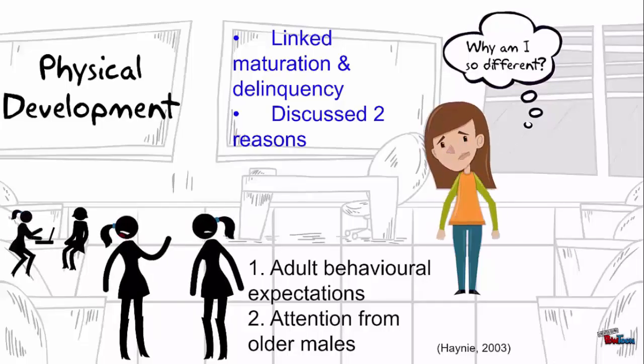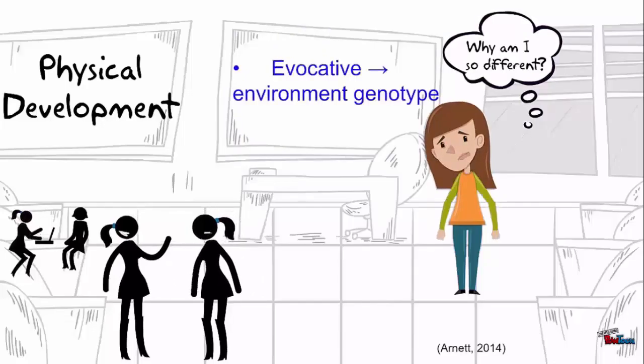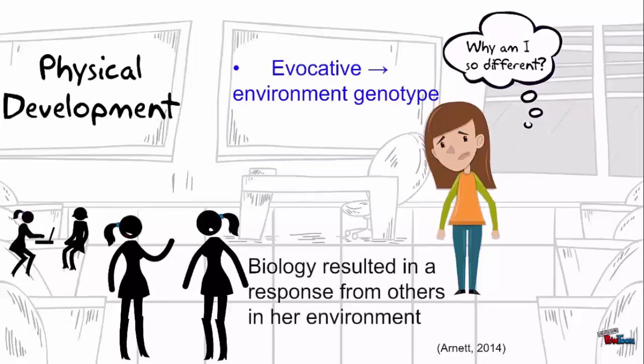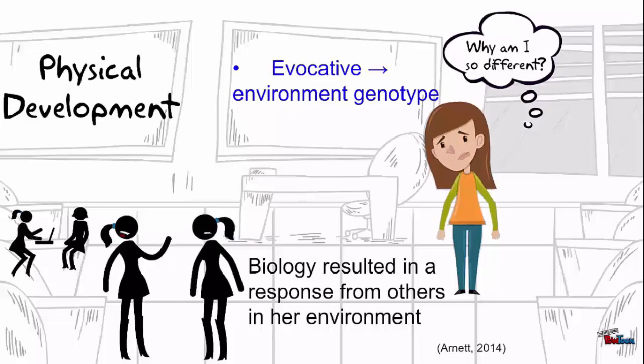We can see in Kayla's case that her early maturation has resulted in an evocative genotype to environment effect, where Kayla's biology has resulted in a response from others in her environment in the form of attention from older, risk-taking students with a history of drug abuse. Through this association with substance abusers, Kayla is at an increased risk of future drug use.